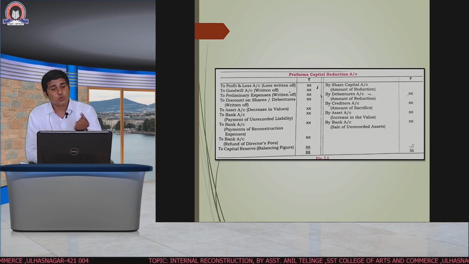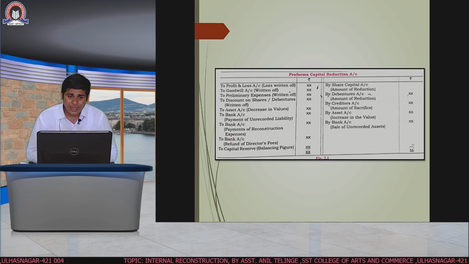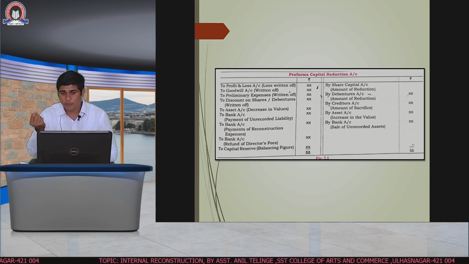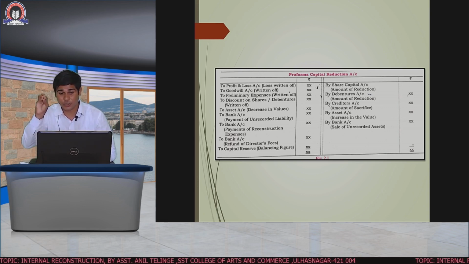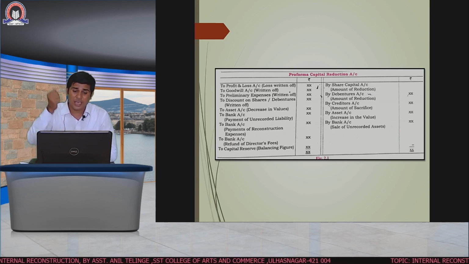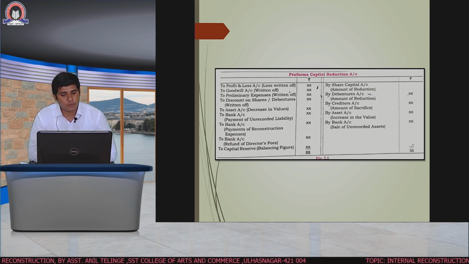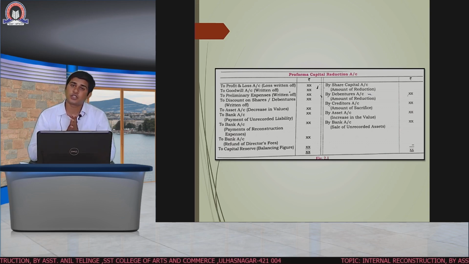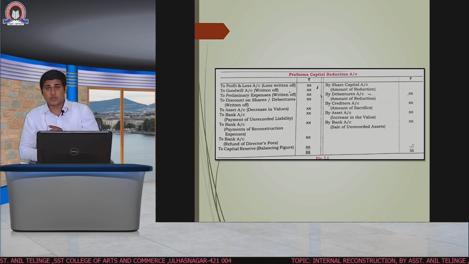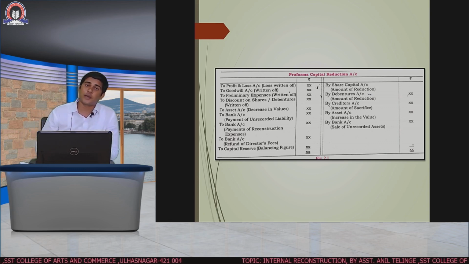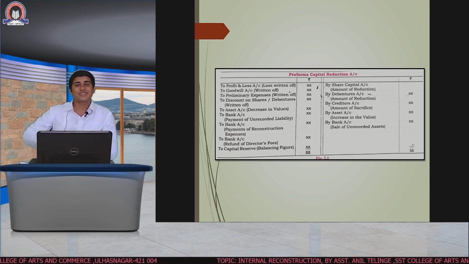See here, two profit and loss account दिखाई दे रहा है, two goodwill account और bracket में मैंने written off भी लिखा है, preliminary expenses written off, discount on shares debenture written off, assets decrease, that is called as a depreciation, bank, any unrecorded liability organization paid, any expenses organization paid, any refund to director fees paid. So all expenses, all losses are to be debited to our capital reduction account, which is already mentioned in the pro forma of capital reduction account.